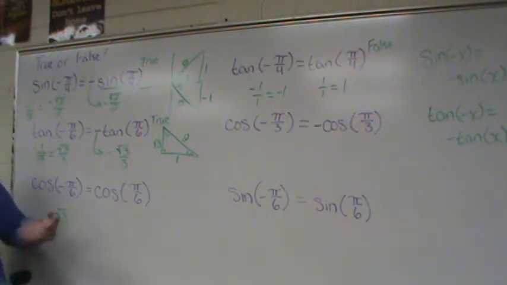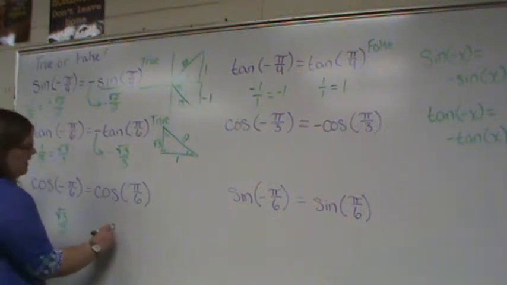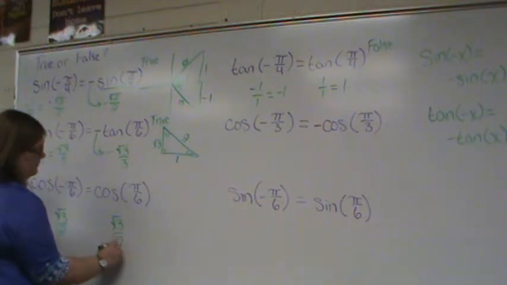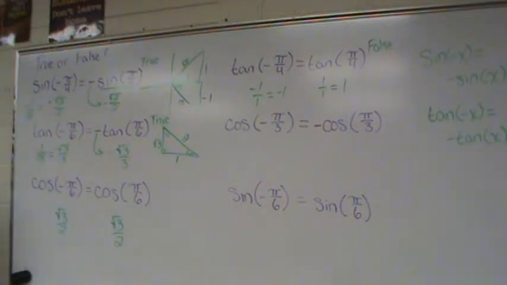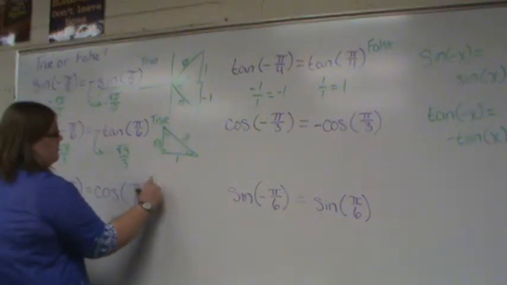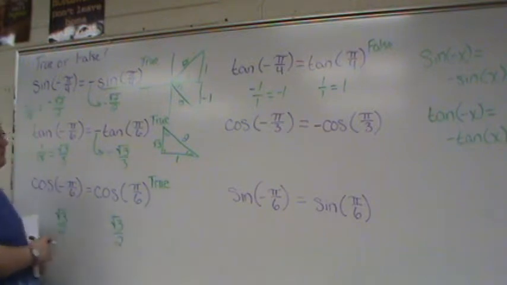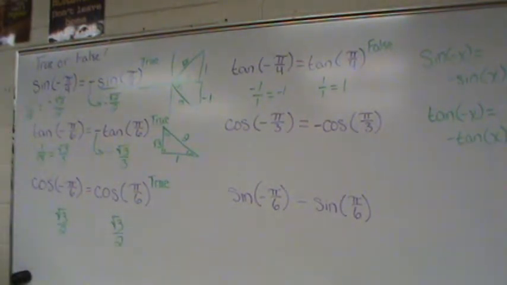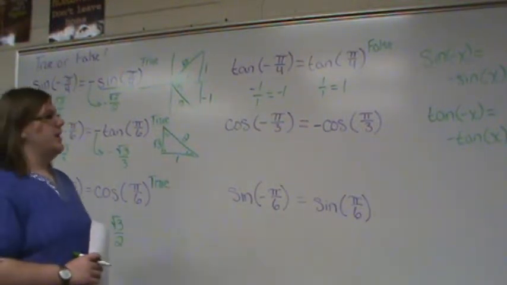How about cosine of pi over 6 in the first quadrant? We're still going to get that root 3 over 2, because we're still taking the cosine of the same thing. Are we positive or negative in the first quadrant? Positive. So is this true? Yes. So this one is true. So now before we write our rule for cosine, let's check our other cosine example.